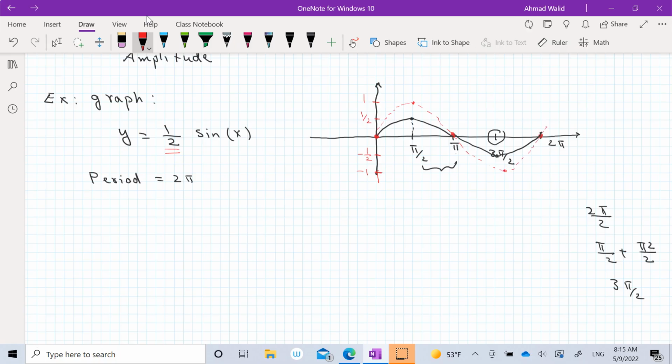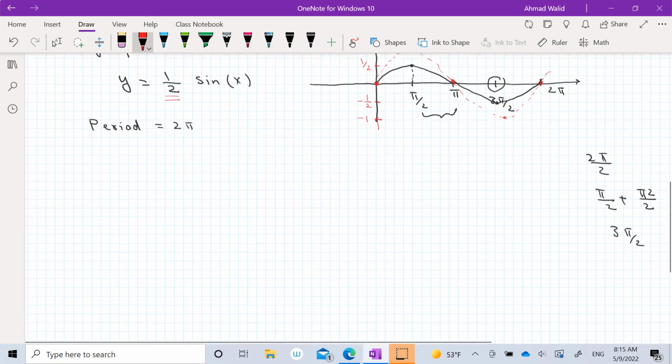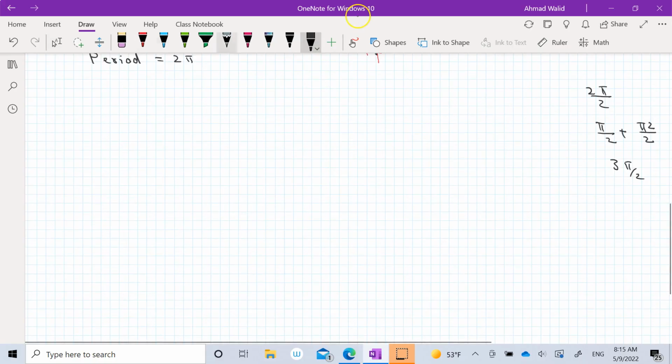You see here a vertical compression, because you can easily compare it with the actual standard graph of sine. The amplitude is compressed to 1/2. Correct? Let's do one more example. Then I'll stop the first part of the lecture, and I will talk about cosine in the next lecture. Y equals, let's say, this time 3 sine x.